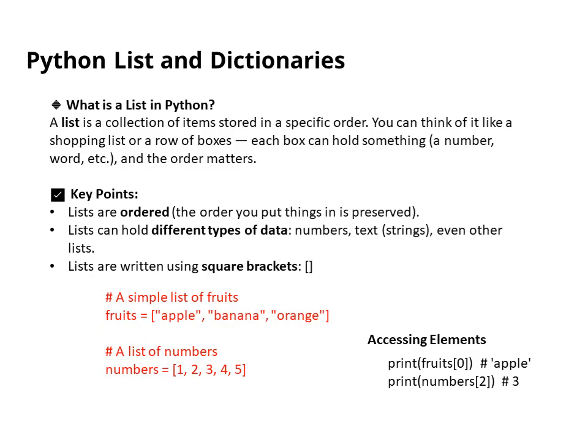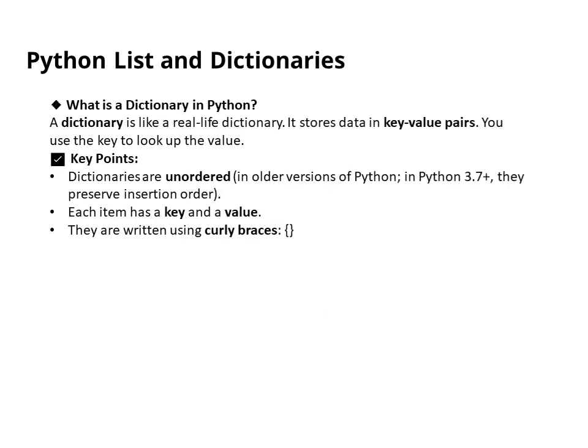So if you now understand the basics of list, then what are Python dictionaries? Dictionary is like a real life dictionary, your normal dictionary. It helps you store data in key value pairs, and the essence of the key is for you to look up that value. So what are the points? Dictionaries are unordered. Each item has a key and a value, and they are written using curly brackets. Lists are written using square brackets, while dictionaries are written using curly brackets.